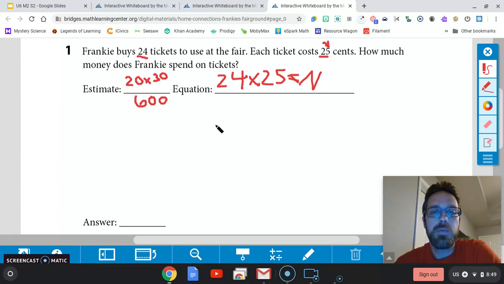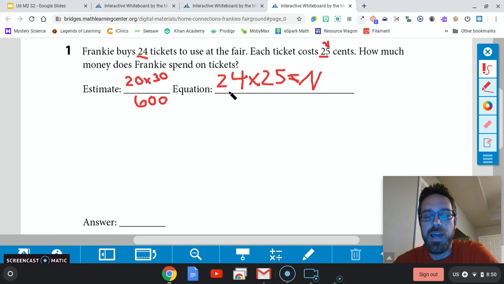So now let's see. Now we're actually going to solve. And if we go back to the previous lesson that we did a couple days ago, I could use one of our multiplication strategies. I could do the area model. I could set up a ratio table. Or in this case, one of them is an even number, so I could use the doubling and halving strategy.